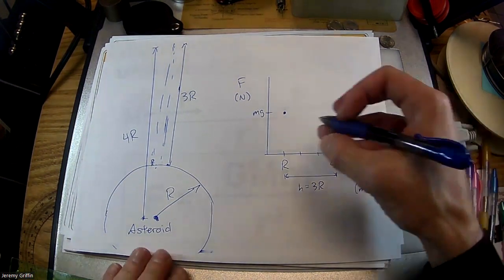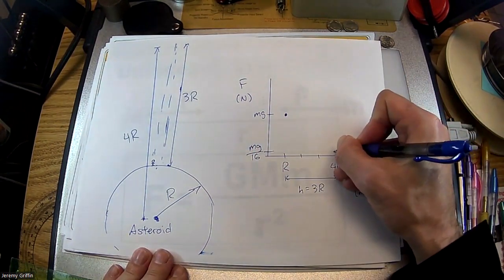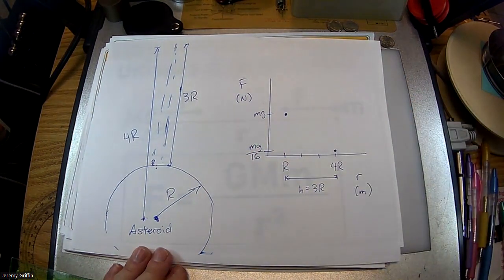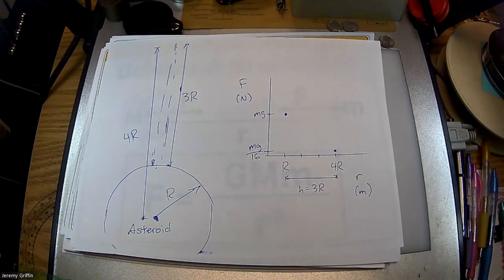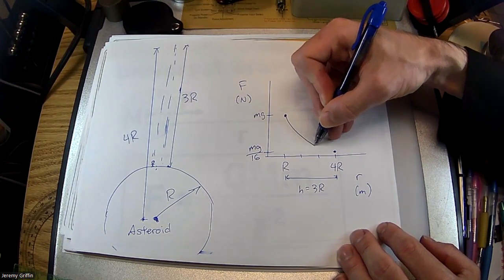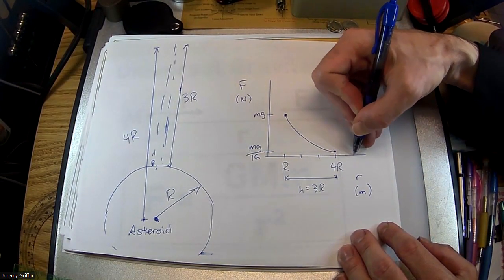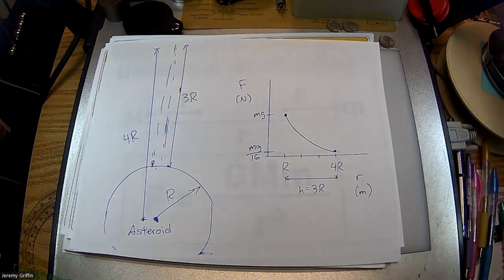And so yeah, I do mg over 16. That would be this point right here. And then, what curve connects those 2 points? Some kind of inverse square relationship, where if this kept going on, it would asymptotically approach 0. There could be a horizontal asymptote there. Okay, you guys got that?